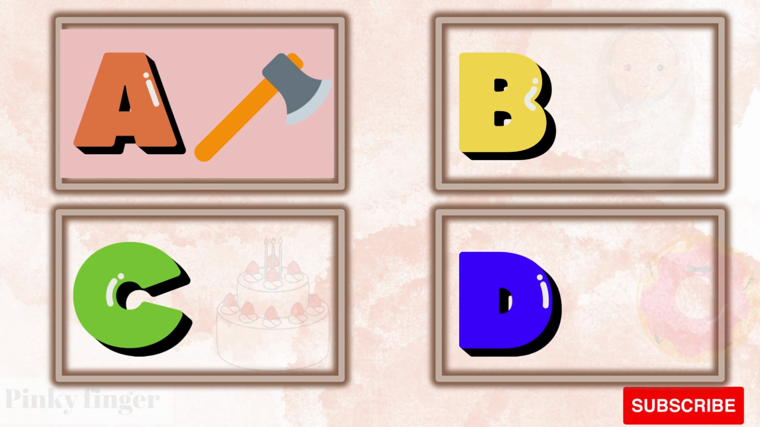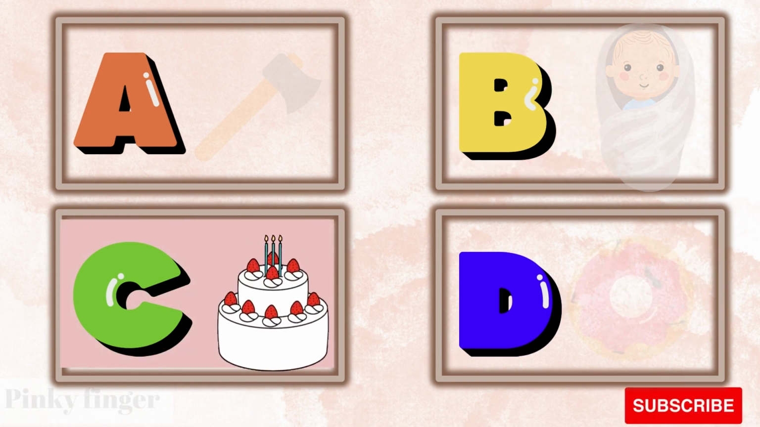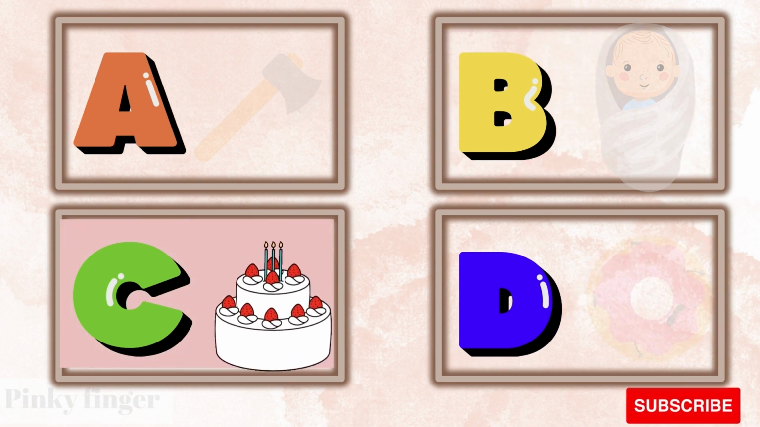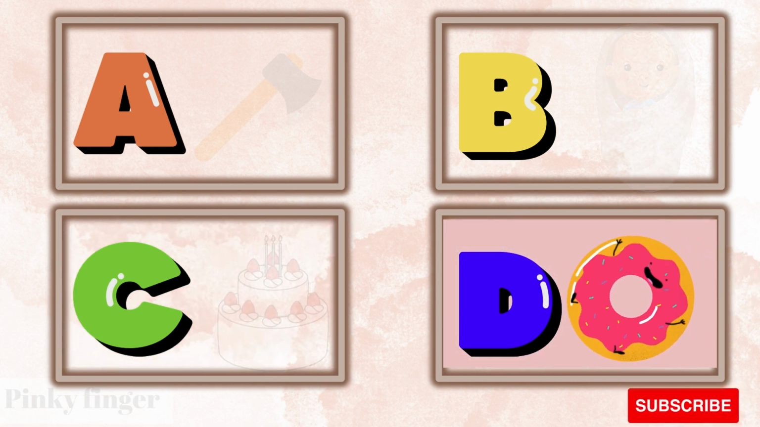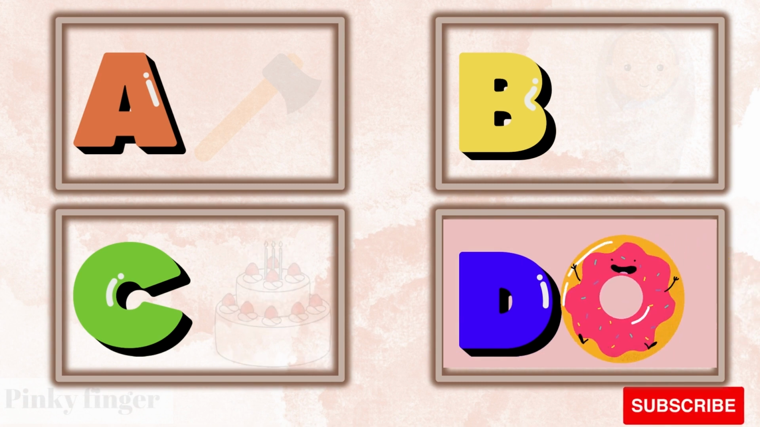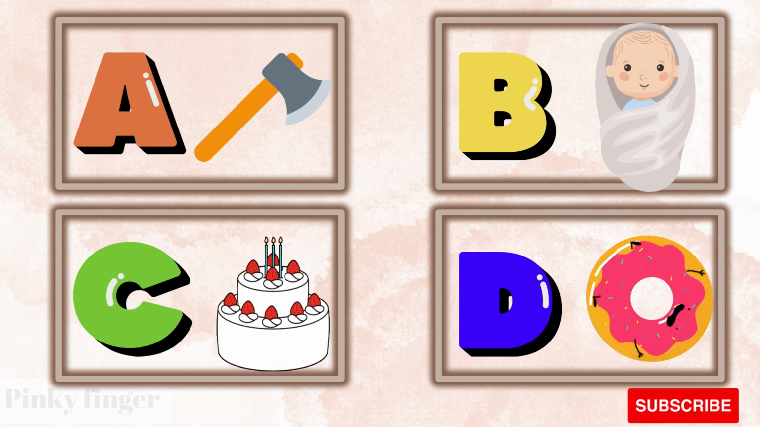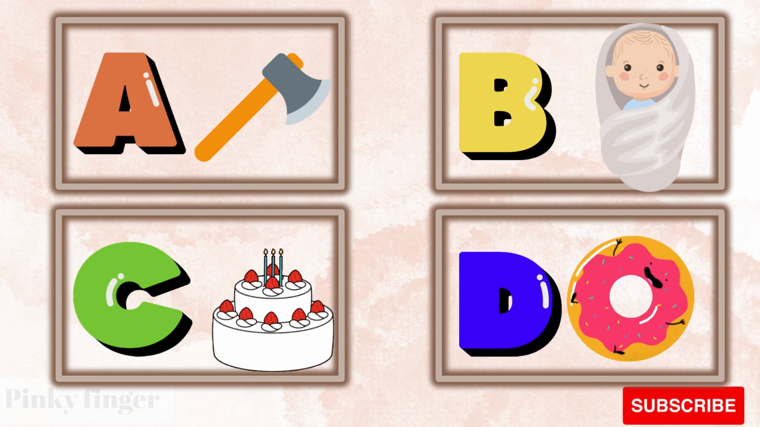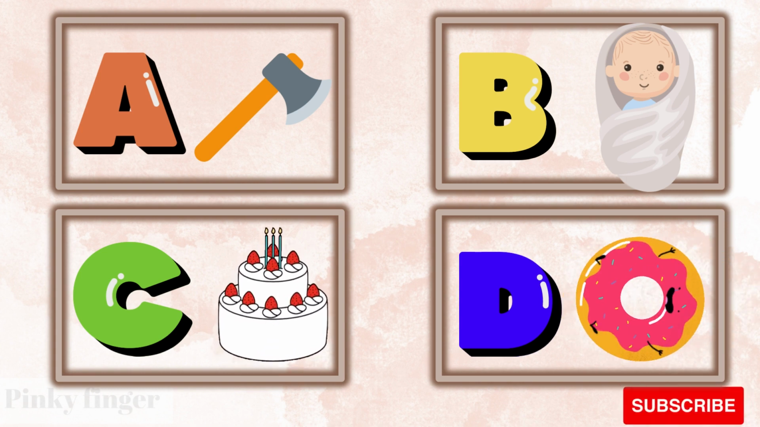A is for X. B is for baby. C is for cake. D is for donut. A is for X. B is for baby. C is for cake.